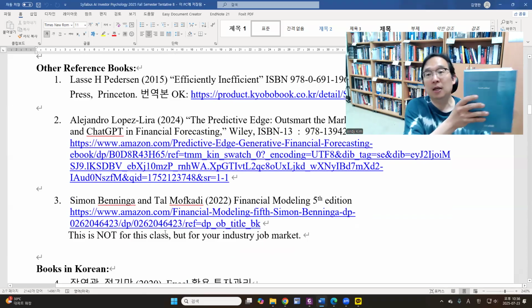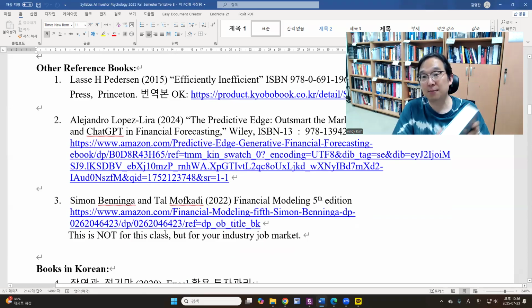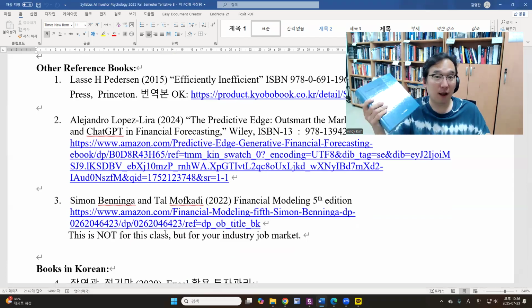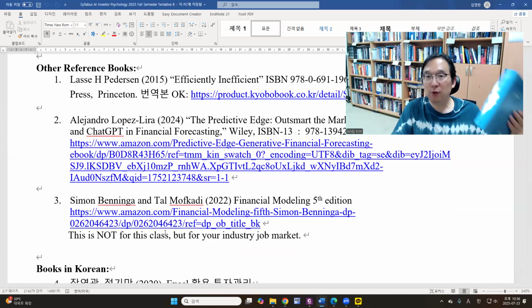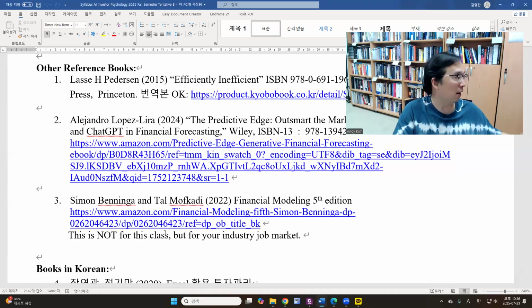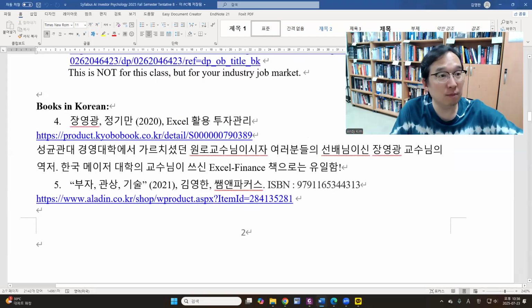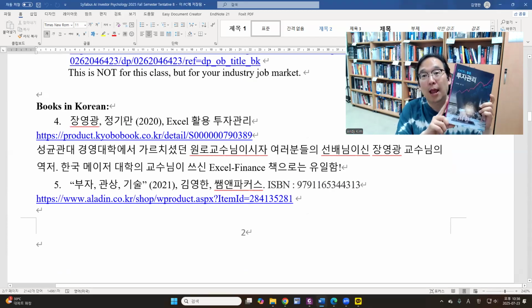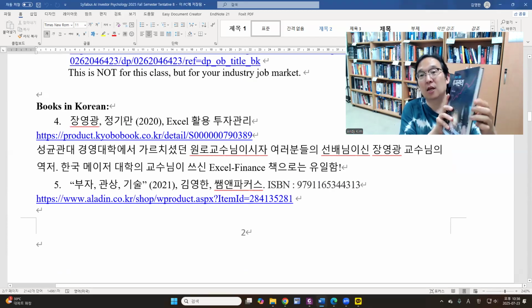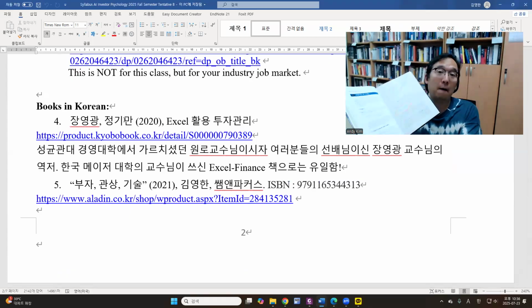Okay, Simon Benninga and Tal Mofkadi. That's financial modeling. Benninga's book has been the Bible when we were using Excel only. Thick book. For your own career purpose, it's better for you to familiarize with this one. I'm not going to use this one in this class that much, but it's something for you to refer to later on. And books in Korean, 장영광 교수님 and then 정기만 교수님, 엑셀 활용한 투자 관리. This famous book is here. How to use Excel for your financial modeling is here.